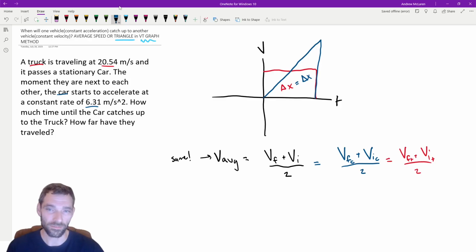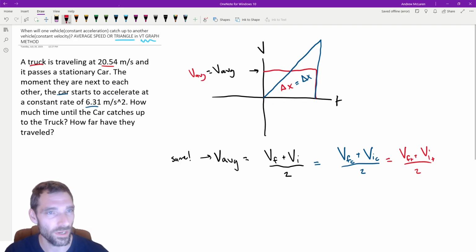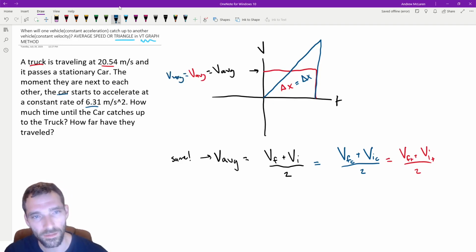And that's when enough time has gone where they have the same V average. So we can say that this number right here is the V average for both the red object, what we are saying is the truck, and the blue object at a certain amount of time. And when they get that, that happens to be when they have the same amount of area that they've traveled as well. You can kind of see it visually in here.